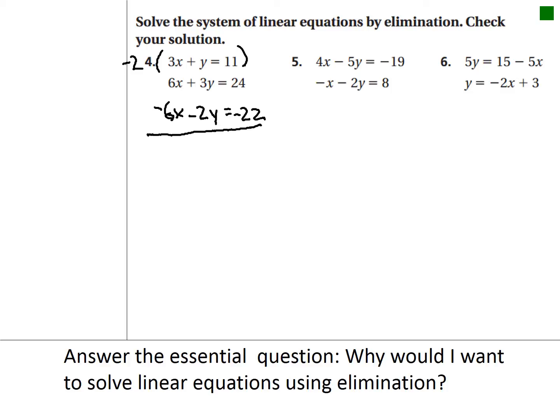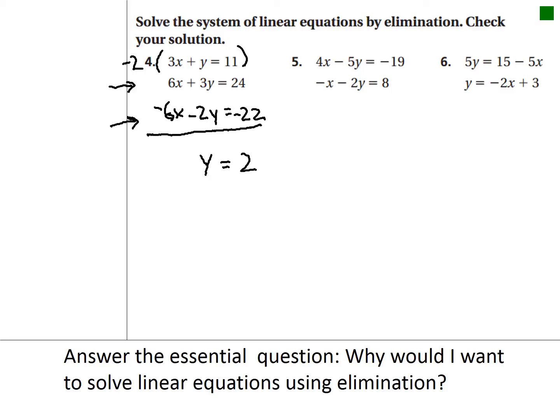Anyway, now I have two equations, and I'm ready to add them together. Remember, this equation has been rewritten down here. These are the two equations I'm looking at right now. 6x plus a negative 6x makes 0. I'm not going to write anything there, it just cancels out. 3y and a negative 2y leaves a y. And 24 and a negative 22 makes 2. And we've already landed on y, and so now it's time to plug it back in.